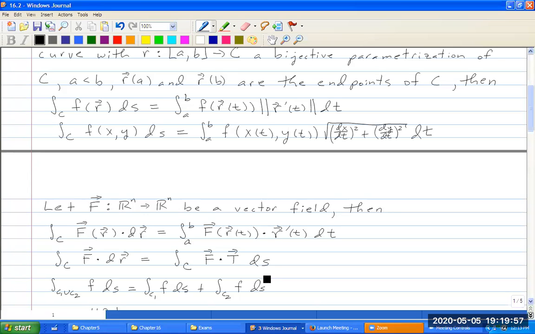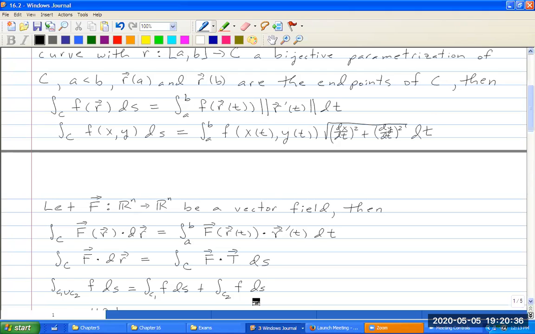Okay, so suppose I have two curves, C1 and C2. And so you're going, first part is C1, and then the second part will be C2. The integral over C1 union C2 of f ds is equal to the integral over C1 of f ds plus the integral over C2 of f ds. Let me do some examples. I have just a few examples.